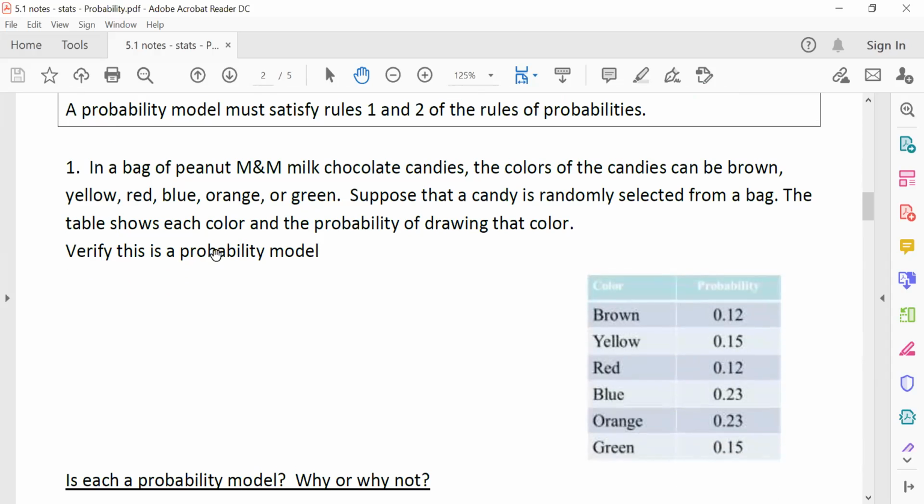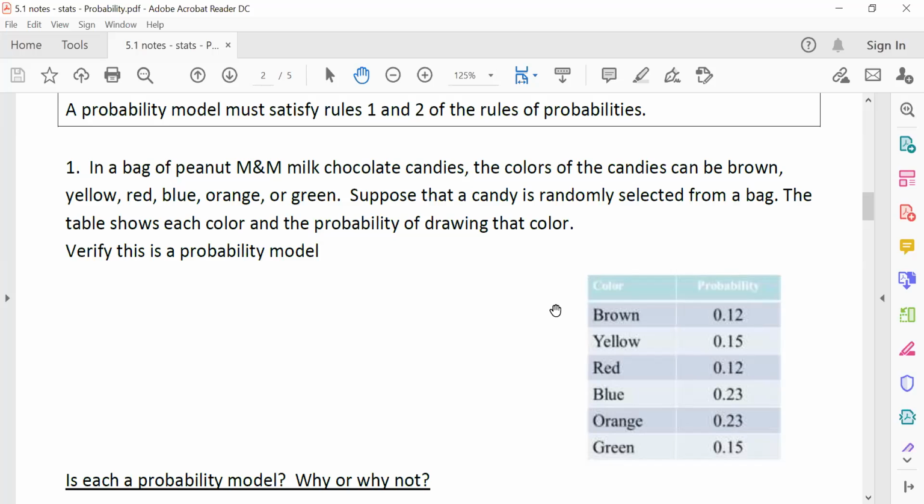So let's say you had a bag of 100 peanut M&M candies. Now, you might have to get the, what do they call it, the share size, or maybe you have 2 share size bags that you're putting together, and you have 100 total peanut M&Ms. If 12 of your M&Ms are brown, 15 are yellow, 12 are red, 23 are blue, 23 are orange, and 15 are green. Let's say you counted them out for some reason.